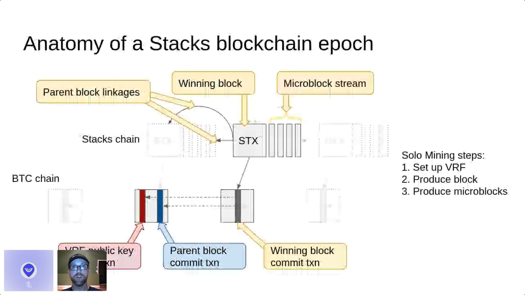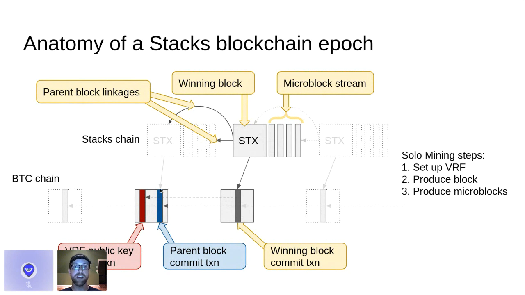So at a high level, here's what the anatomy of a Stacks blockchain epoch looks like. Here's what a miner has to do if you're doing solo mining. When you produce a Stacks block right here in the center, you have to send at least a few transactions to the Bitcoin chain. You need to send what's called a verifiable random function public key, or a VRF public key, embedded inside of a Bitcoin transaction, marked in red, and it must be confirmed before you begin mining. And also there has to be some parent block out there somewhere that you're building on top of, and that's the transaction marked in blue.